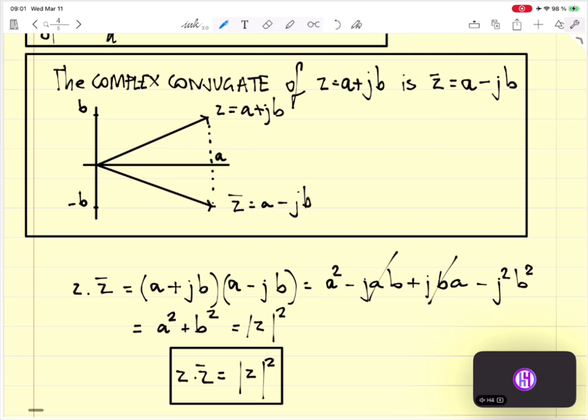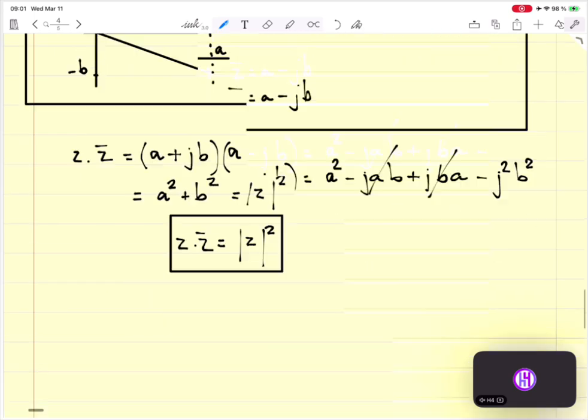So Z times Z conjugate equals the module of Z squared. Good. So the complex conjugate will help us divide complex numbers, will help us in a lot of things, so important concept, as we will see in a minute.